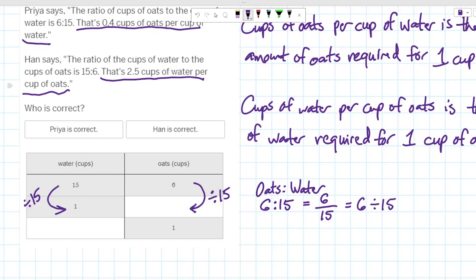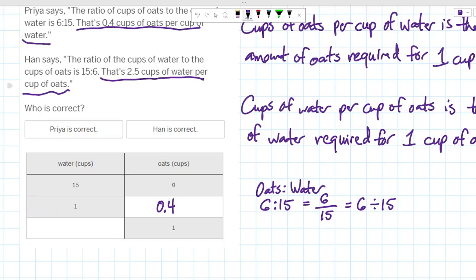I actually need to get my calculator to do this one real quick. When you put that in the calculator, you'll get 4/10, which is what Priya said. So far Priya's correct, but let's think about Han's statement, because they made different statements. Okay, so we want to evaluate both statements. So let's look at Han.